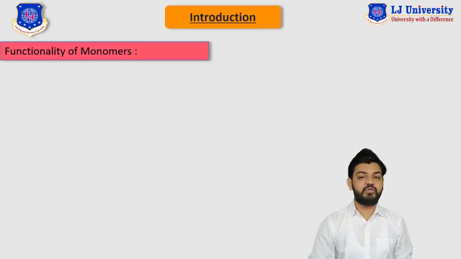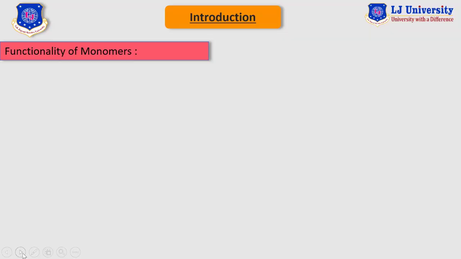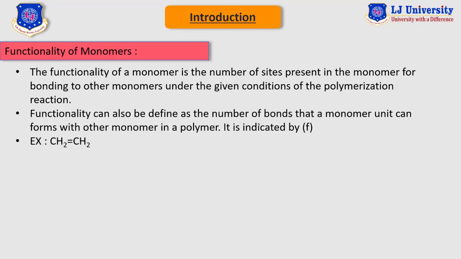Now in this video, we are going to focus on the functionality of the polymer and we will see how this functionality affects the structure of the polymer. Now let me take a pen so that I can explain this concept of functionality in much more detail. The functionality of the monomer can be defined as the number of sites present in the monomer, right? So basically functionality is nothing but the number of sites present in the monomer for bonding to another monomer under given conditions of the polymerization reaction. To explain this, let me take one example of the ethene molecule.